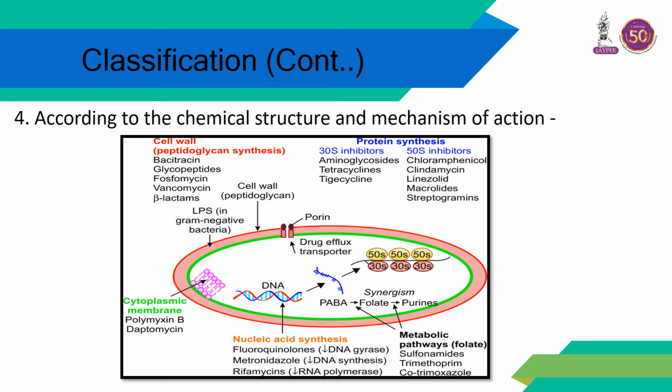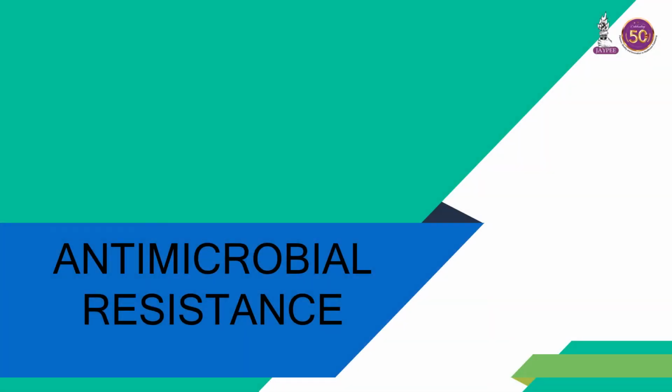Now we have seen antimicrobial agents. We will move on to the next topic, that is antimicrobial resistance. Resistance means that a particular drug is not working on an organism and therefore the patient is not getting better. So what are the various causes by which resistance occurs? We are going to see them one by one.